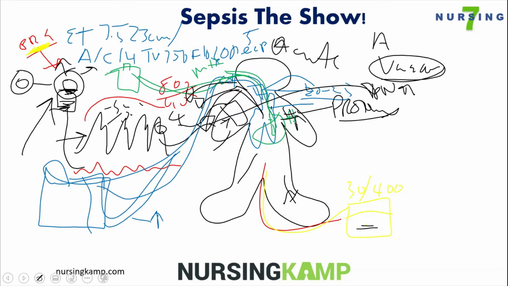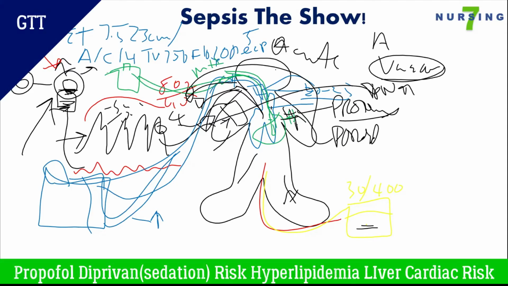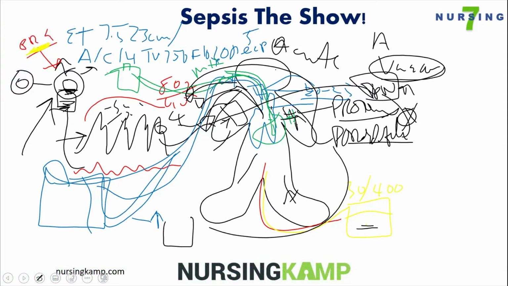And we'll need some sedation because they're going to be vented. So we're going to put some sedation up. We're going to put some propofol or something like that. Because they're on propofol, we don't need to give lipids for this patient because propofol is lipids, right? So therefore, we're going to monitor this patient's lipid profile.